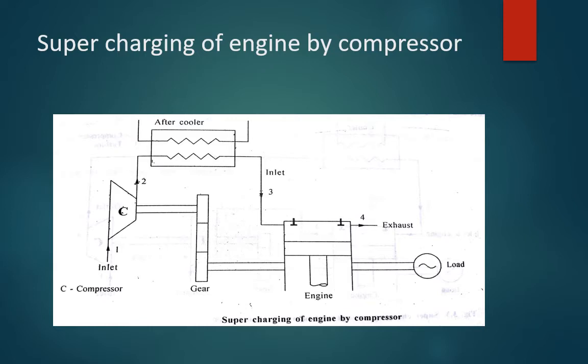This is the first arrangement we can see. When you talk about the components, the first component is the inlet, the second component is the output of the compressor, and the third point is that after the cooler, we give it to the engine. From the exhaust, we give out the exhaust to the atmosphere.